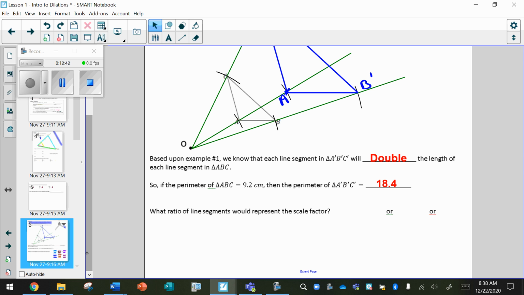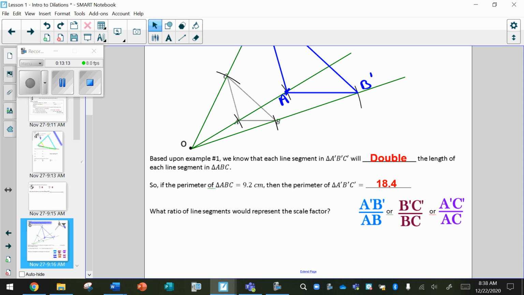Now, the ratio of line segments that represents the scale factor can be any pair of corresponding lengths, but you have to write it as the image length divided by the pre-image length. So we can use the sides of the triangle and do image divided by pre-image. A prime, B prime divided by AB. We could do B prime, C prime divided by BC, or A prime, C prime divided by AC. Always image divided by pre-image.